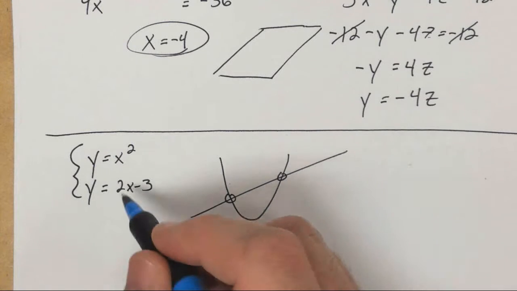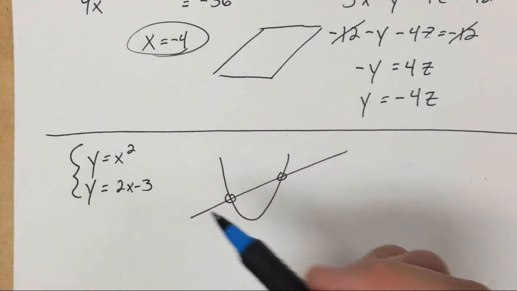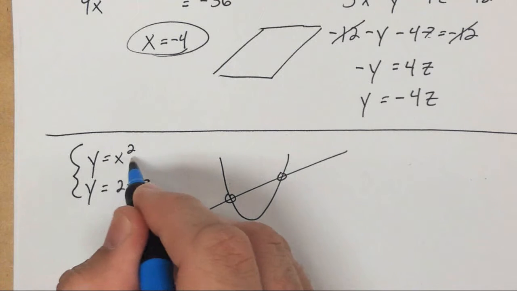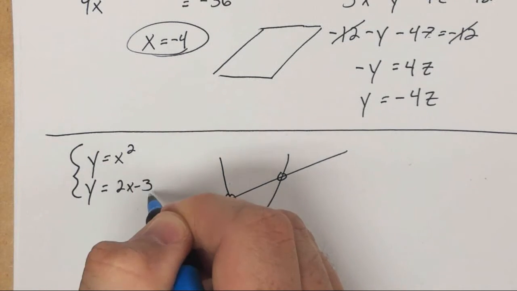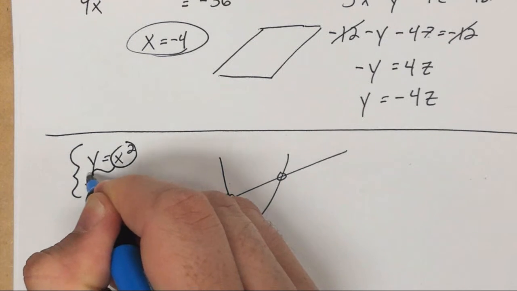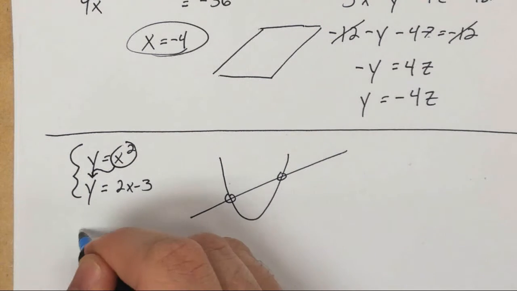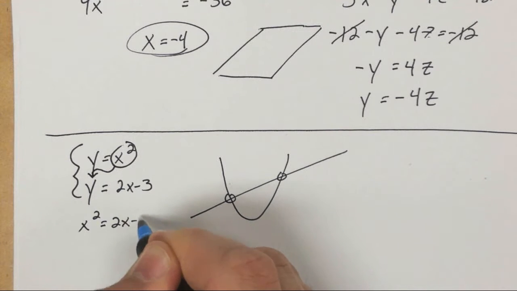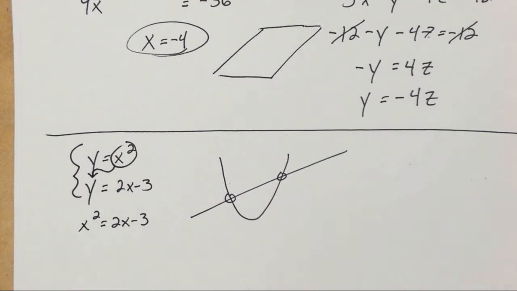So here we go, like on this one, if I wanted to solve this equation, y is equal to x squared, y is equal to 2x minus 3. Since you've got it solved for y equals this, put it right there where that y is at. And you would have x squared equals 2x minus 3, solve the quadratic equation. We've done that all year.